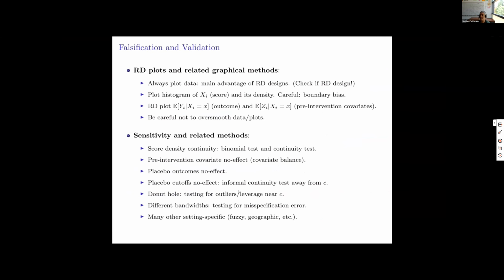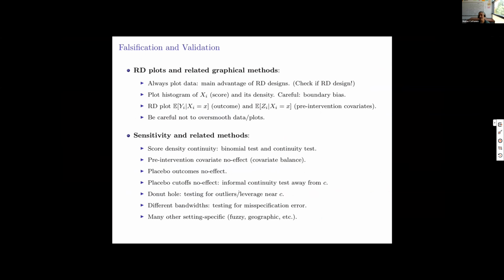And now in the last minute or two, since I started 2 minutes late, I earned my 2 minutes. I'm going to mention quickly ideas of falsification and validation. I know I'm not going to be able to cover everything here, and I knew that coming in, so I just gave you one slide of this.